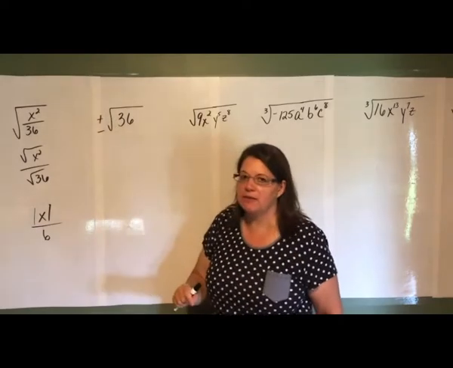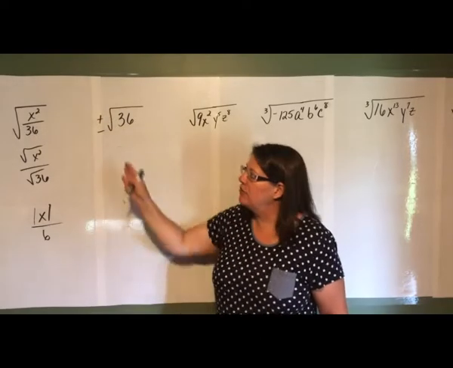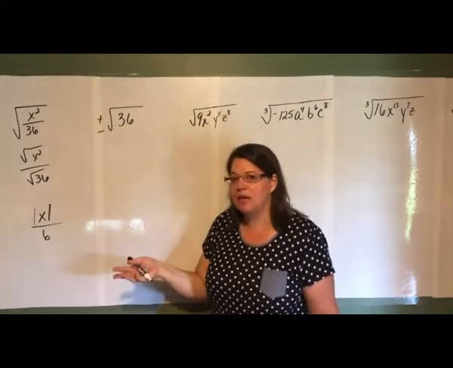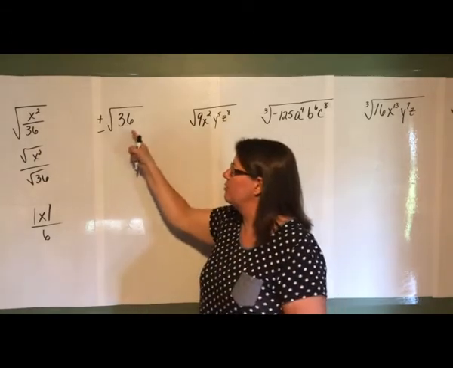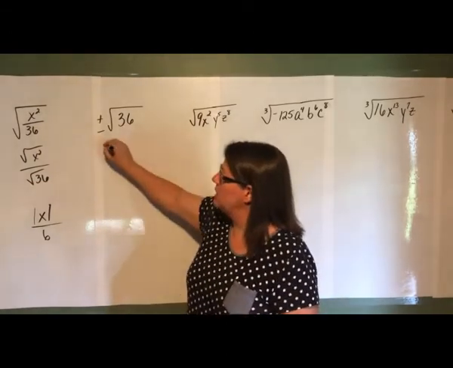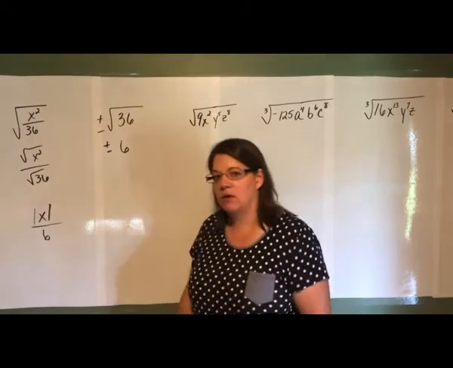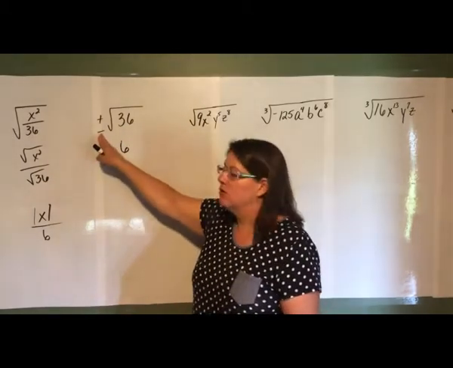If you have a plus minus in front of your radical sign, whatever sign is in front of it has to stay with the answer. So if it says plus minus square root of 36, the answer would be plus minus 6. Whatever is here just goes in front of it.